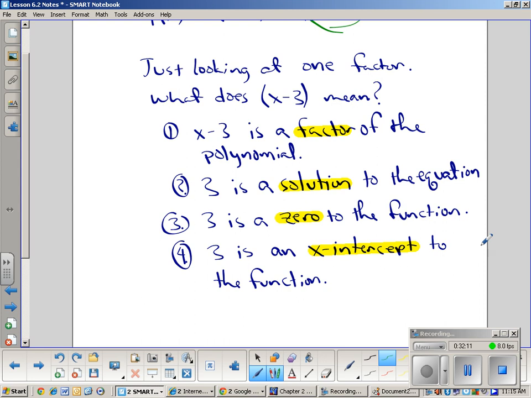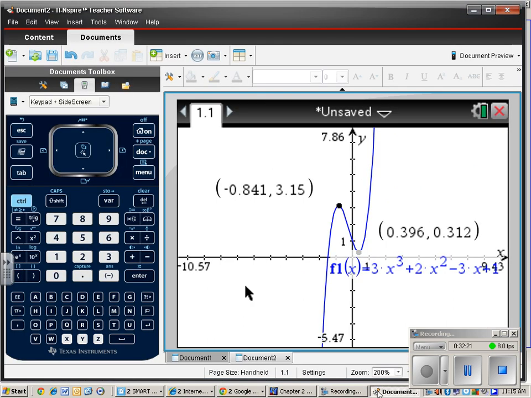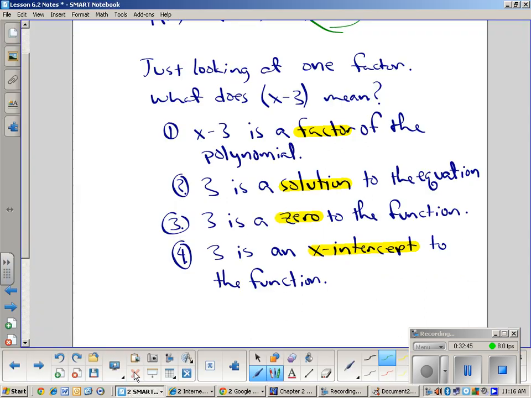And 3 is an x-intercept to the function. So if I graph this, I'm not going to, but if I graph this point where it crosses the x-axis, that's the x-intercept. That's where the 0 occurs. Why does the 0 occur there? Anybody know? Why do we call that 0 on the x-axis? Because that's when y is equal to 0. That's exactly right.